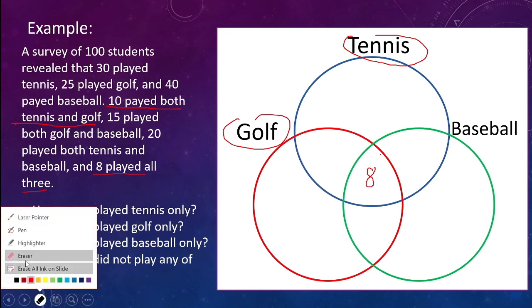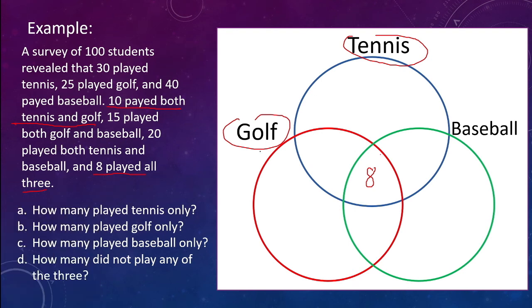At sabi, meron daw 10 na naglaro ng tennis at golf. Meron ka ng 8. So, ang kulang na lang ay 2 para maging 10. Kasi 10 played both tennis and golf. So, that is their intersection of the two sports.